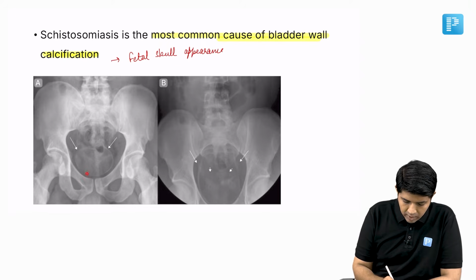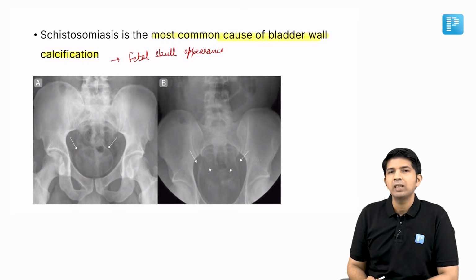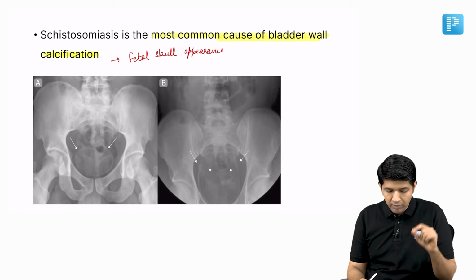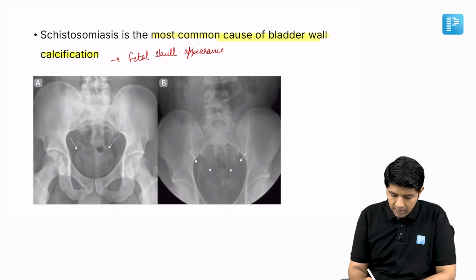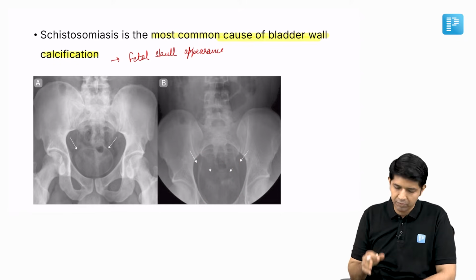Okay, so if you see here, you're able to see a thin line there. Okay, that kind of resembles a fetal skull. That's why it's called a fetal skull in pelvis appearance. The same thing you can see one more here, but in reality it is nothing but calcification.